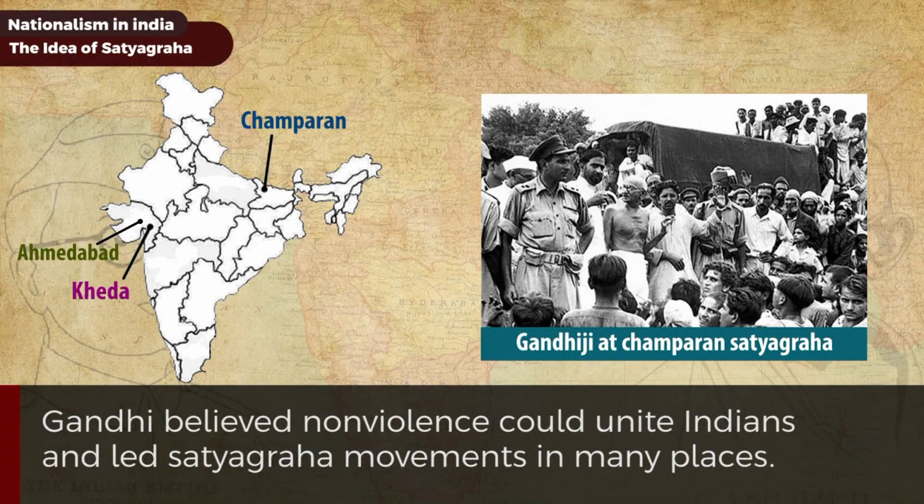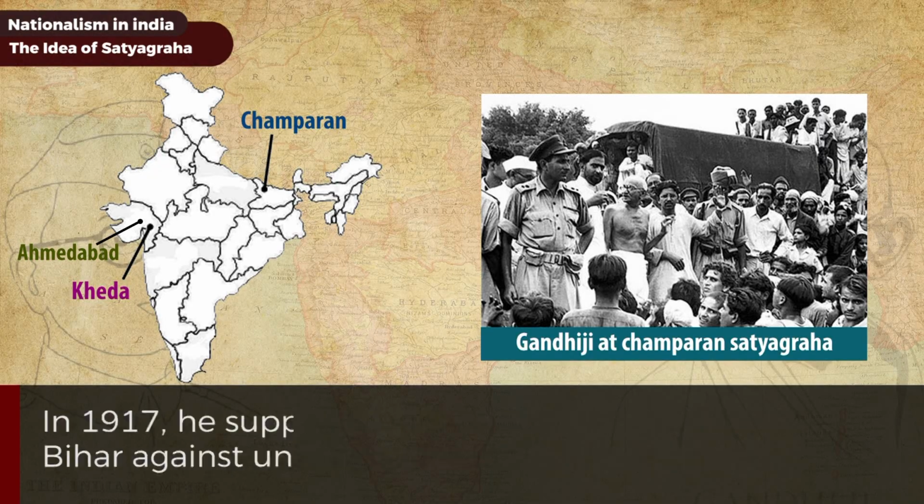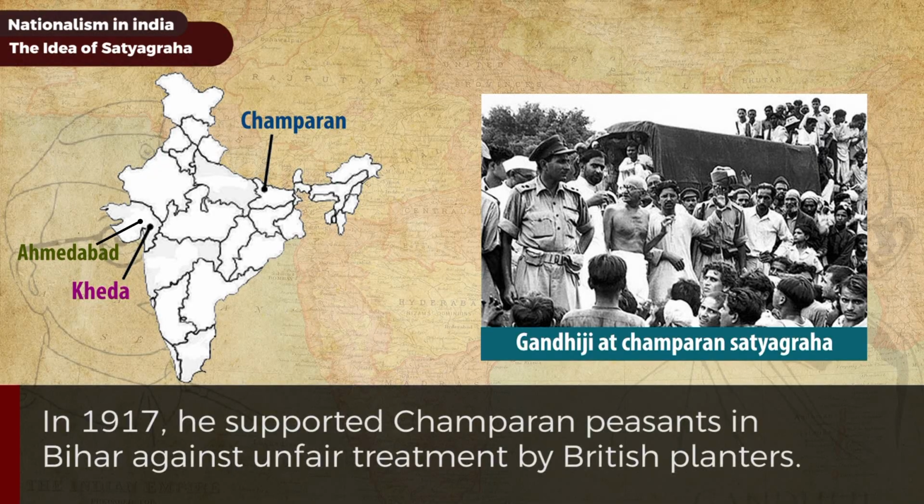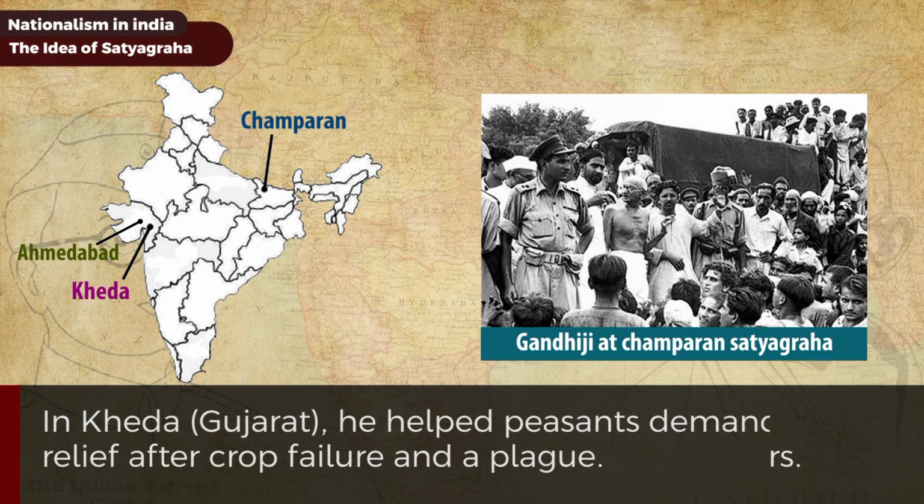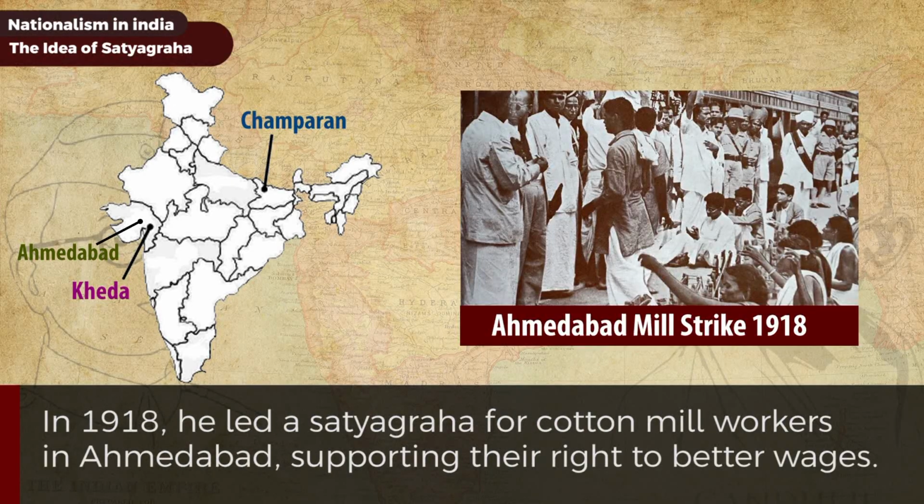Gandhi believed non-violence could unite Indians and led Satyagraha movements in many places. In 1917, he supported Champaran peasants in Bihar against unfair treatment by British planters. In Kheda, Gujarat, he helped peasants demand tax relief after crop failure and a plague. In 1918, he led a Satyagraha for cotton mill workers in Ahmedabad, supporting their right to better wages.